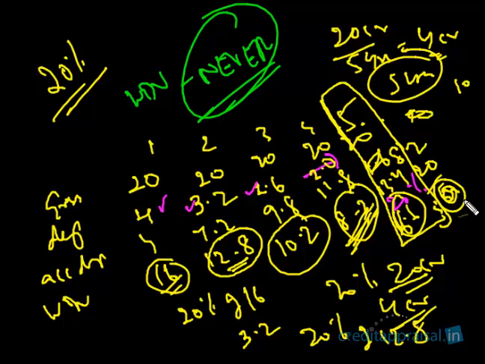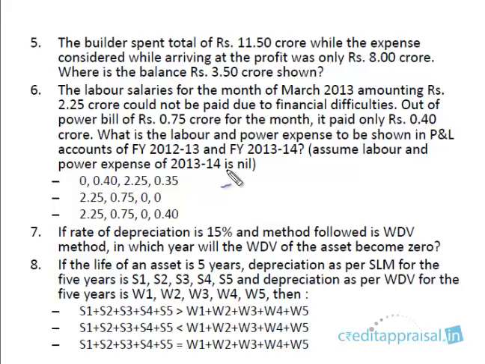This is what we're doing manually, but as per the calculation, WDV will never become 0. Right? So the answer to this question is never. It will never become 0. We are making it 0 manually. Okay, so let us see the last question.